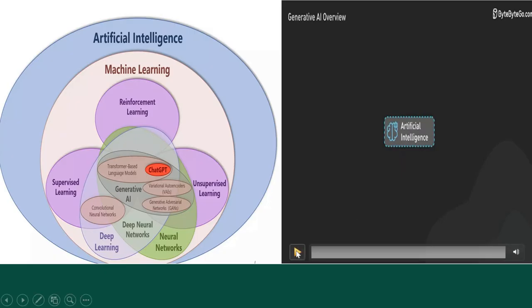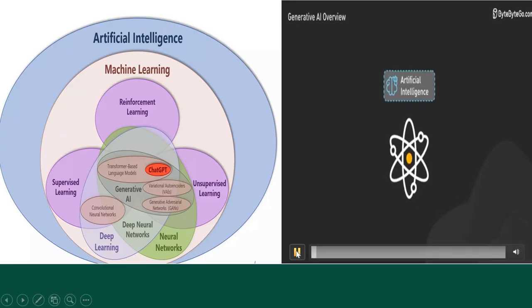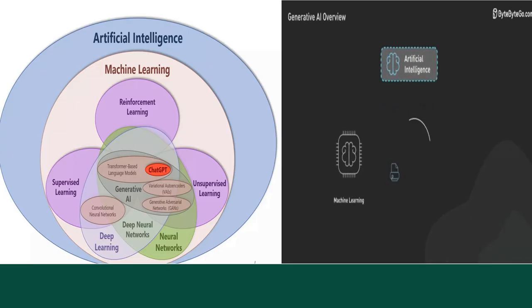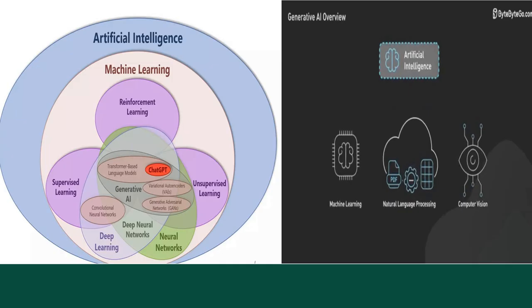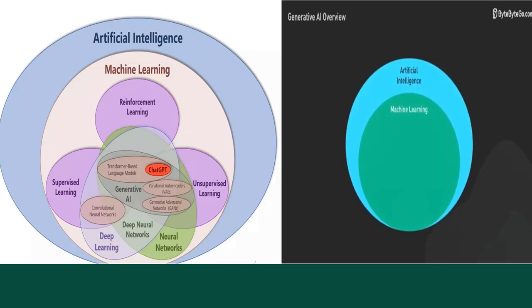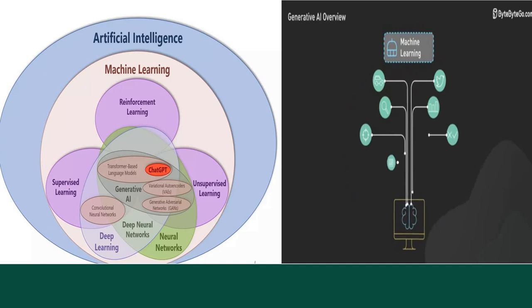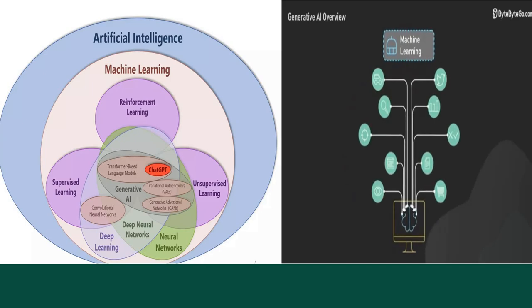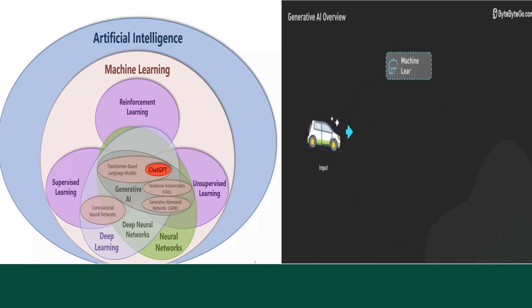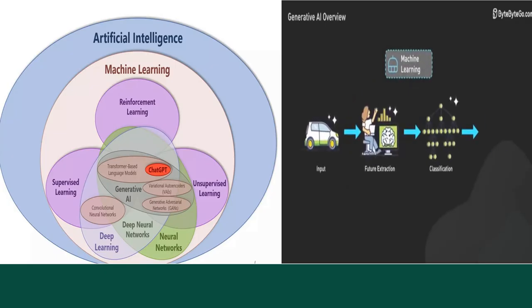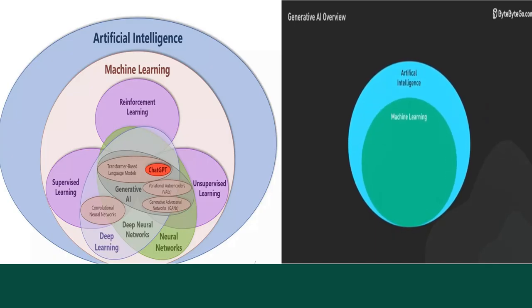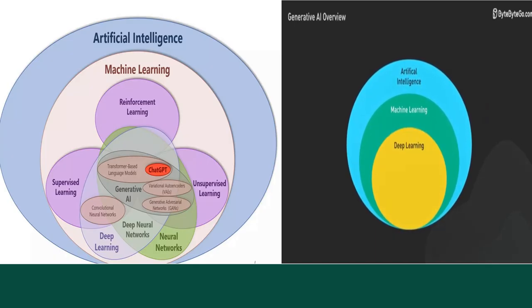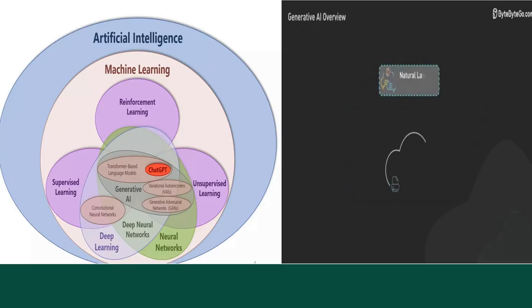Okay, so here if you see, AI is the overarching category. Within AI we have machine learning, which is a subset of AI that focuses on enabling machines to learn from data without explicit programming. Then within machine learning we have deep learning. Deep learning uses artificial neural networks with multiple layers to analyze data and learn complex patterns. So this is the hierarchy of artificial intelligence.